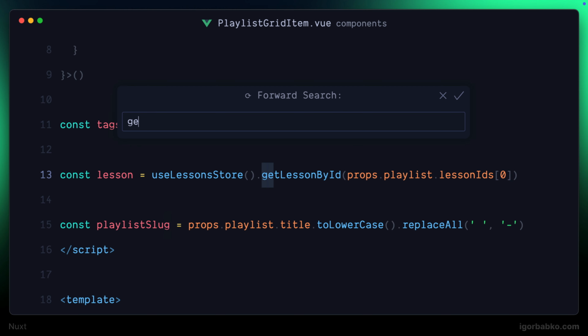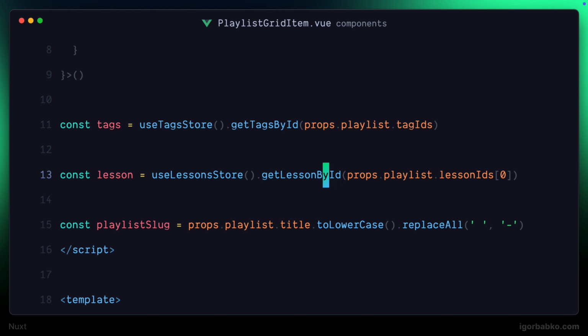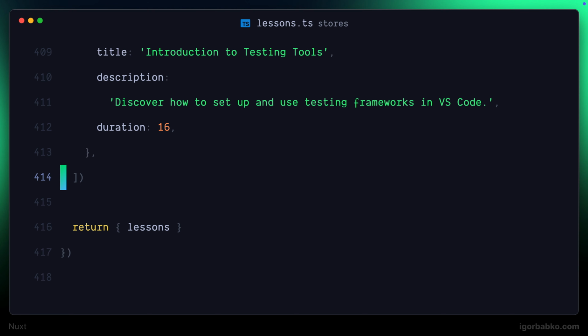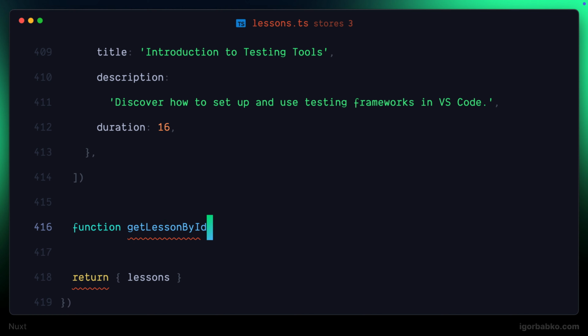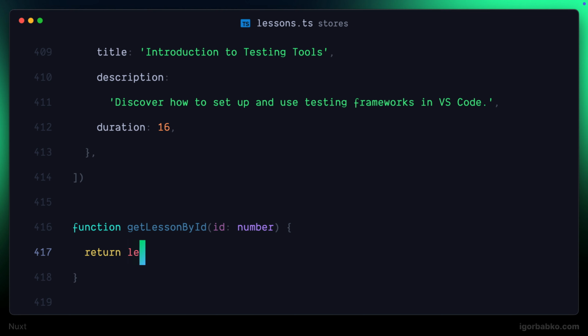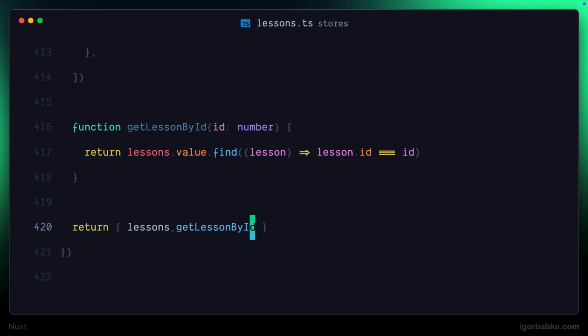But yeah, this function getLessonById does not exist yet. Let's open up the lessons store and declare this function that is going to take the identifier of the particular lesson that we need to fetch. And then by using the native find method, we can find a particular lesson by its identifier by using the following condition within this closure. We're basically comparing the identifier of the lesson received as the first parameter into this function with the identifier of the particular lesson from the store. Let's not forget to also expose this function to the outside world.